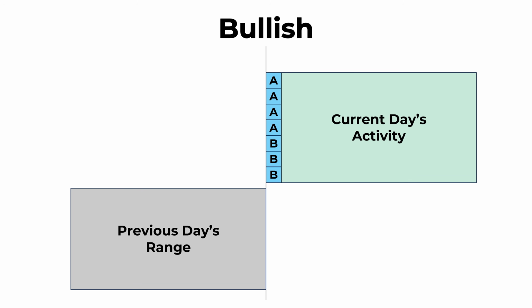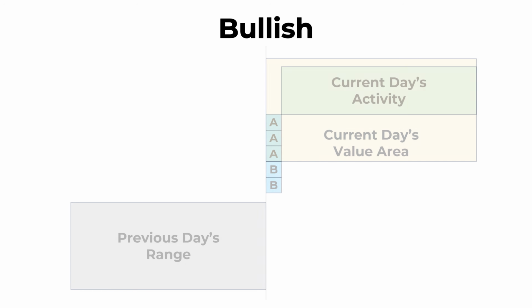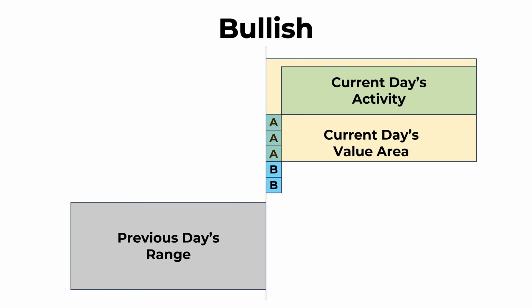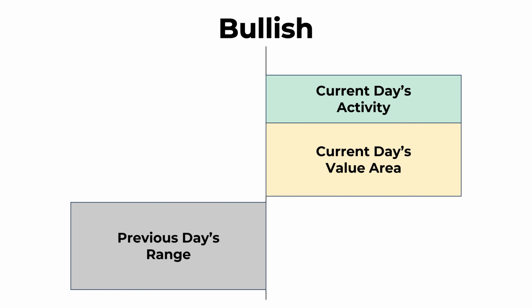Number 4. The current day's activity is within its initial balance and above the previous day's range. Number 5. The current day's activity is above its initial balance, but within its value area. It's also above the previous day's range. Number 6. The current day's activity is above its value area and above the previous day's range. Let's now rank the 6 degrees of bearish power from the weakest to the strongest.